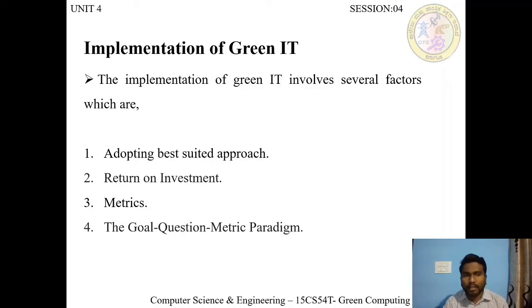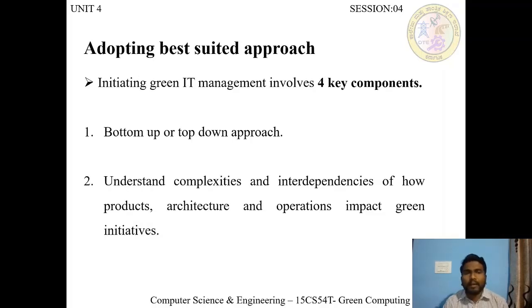So we will be learning all the factors in detail in the following sessions. The first approach which we are going to learn in this session is adopting best suited approach. So always we will be wondering how to install or how to implement green IT. For any case, we need a better approach or better way to start implementing the green IT concept. So initiation of green IT management involves four key components. So there are four important components while choosing the best approach for implementation of green IT.